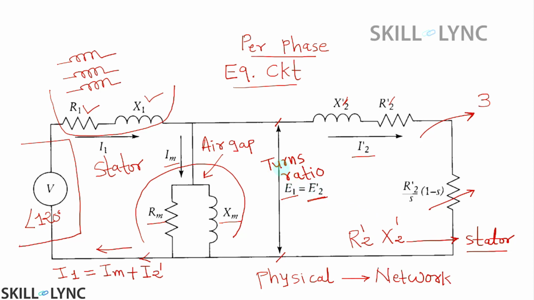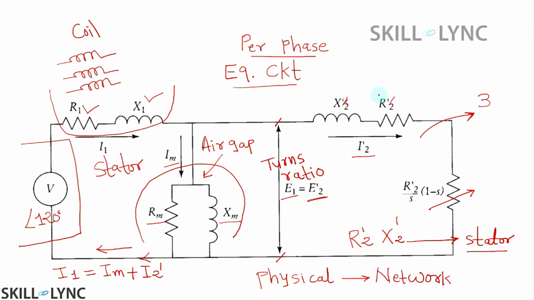So we actually multiply by the turns ratio square. So stator to rotor turns ratio, right? What is the turns ratio? Here you will have multiple turns in a coil, and that is called a turn on a winding. So this is a per phase equivalent circuit.